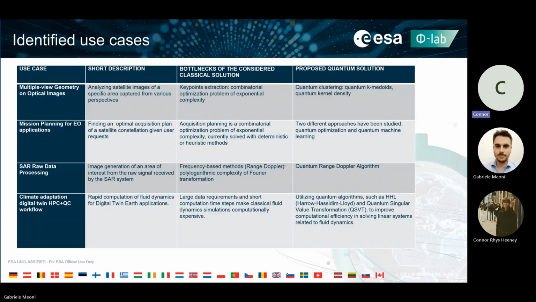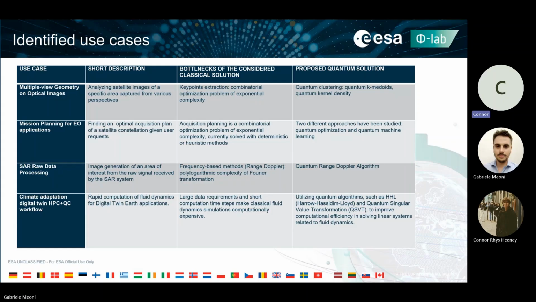Multiple view geometry and optical imagery. So the idea is that you have 2 images looking at the same area but with different geometries, and you want to register them. We've talked about key point extraction before. I already told you that it's computationally intensive. Quantum computers might accelerate that.